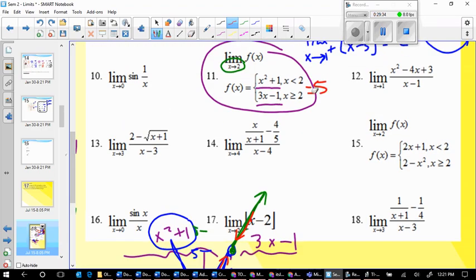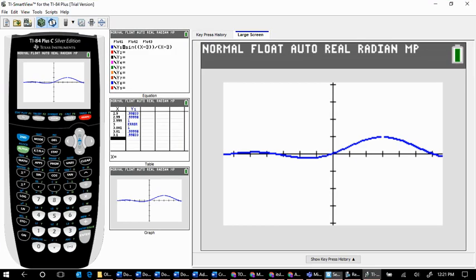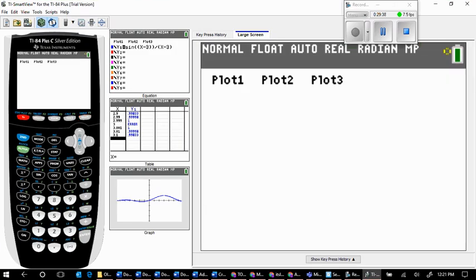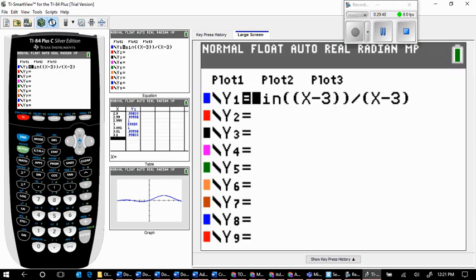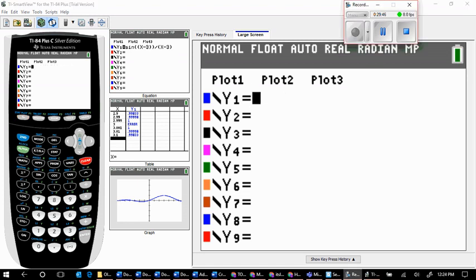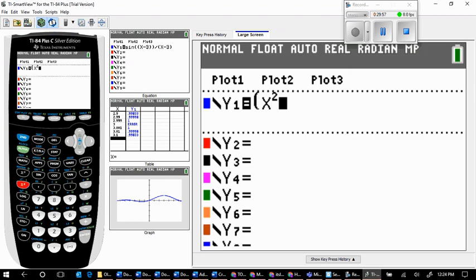Now I can also do this in the calculator. Your 84s are able to plug into the calculator. It's just a little weird how it gets plugged in. Okay, so let's figure out how to plug this into a calculator. So to plug this into a calculator, let's go ahead and first put in our first equation, which is x squared plus 1. So I've got x squared plus 1. I'm putting that in parentheses.